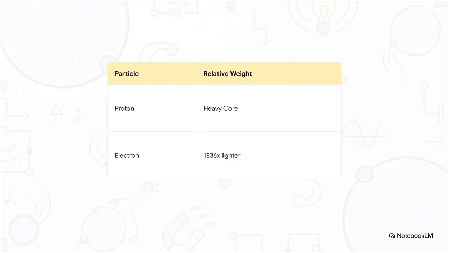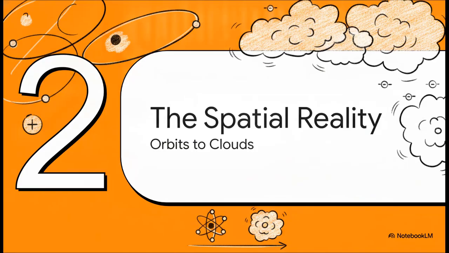To put that into perspective, imagine a traditional weighing scale. On one side, you drop the heavy proton, which sits firmly in the center of the atom. On the other side, you place our little electron. The heavy proton easily, and I mean dramatically, tips the balance. In fact, the electron is roughly 1,836 times lighter than just a single proton. So the atom carries almost all of its weight right there in its core, while these impossibly light electrons just flutter around the outer edges. Okay, let's move on to Section 2, the spatial reality, from orbits to quantum clouds.